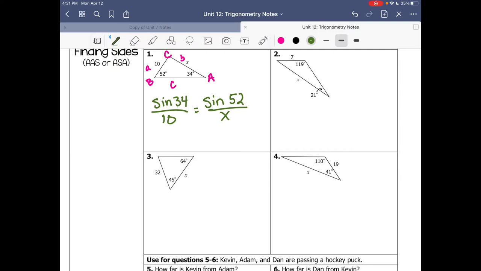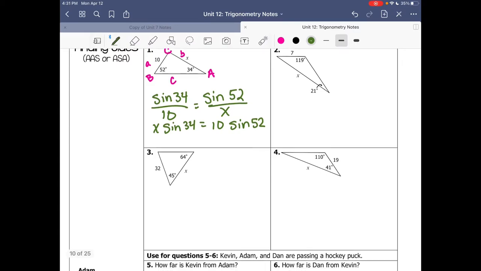Okay, so you cross multiply, so you have x sine 34 equals 10 sine of 52. Make sure your calculator is back in degrees. Some of the stuff that we did with the unit circle, we had to switch to radians, so make sure that you are back in degrees. I'm having to switch mine right now. Then we're going to do 10 times the sine of 52. I could pull up the calculator so you can see what I'm doing. That would probably be super nice.